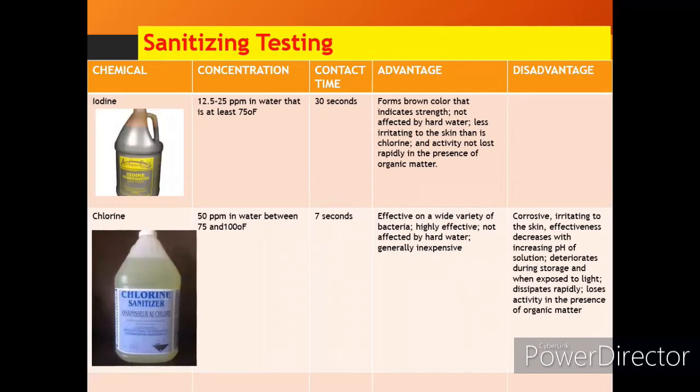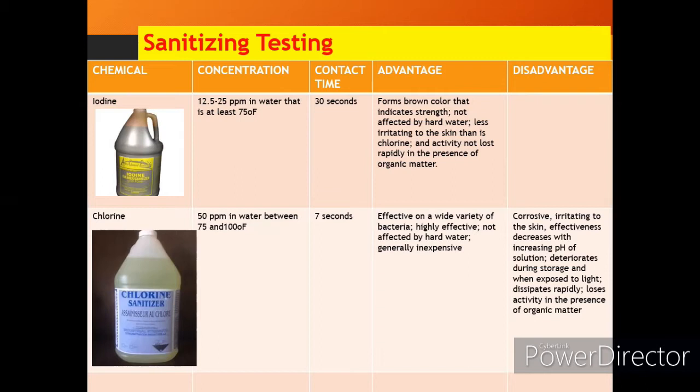Okay, so let's just proceed to sanitizer testing. Just like what I've said a while ago, we have three types of chemical sanitizers. These sanitizers are approved sanitizers for use with food contact surfaces, which includes, of course, the iodine, chlorine, and quaternary ammonium.